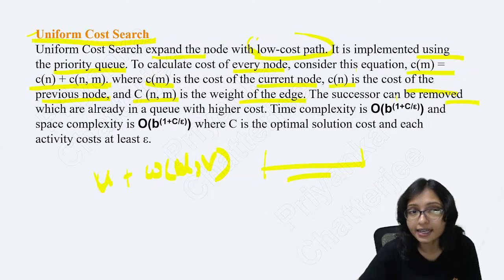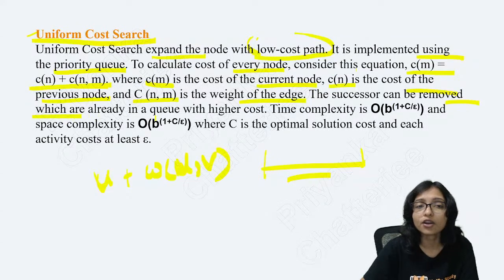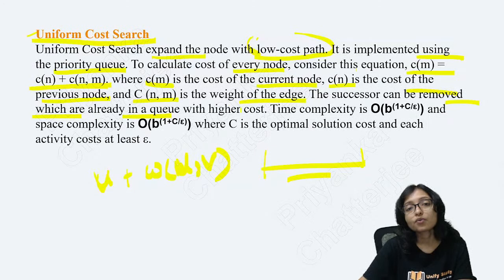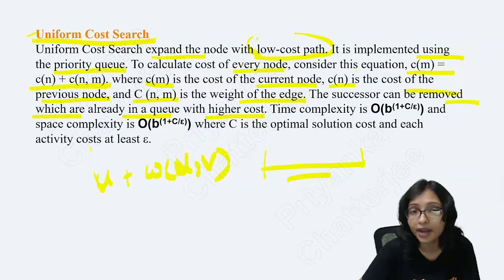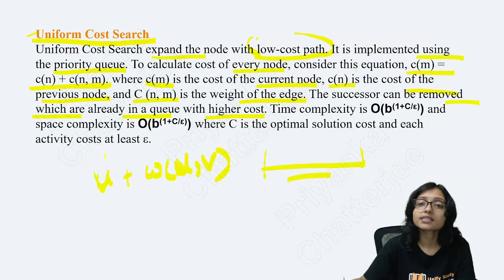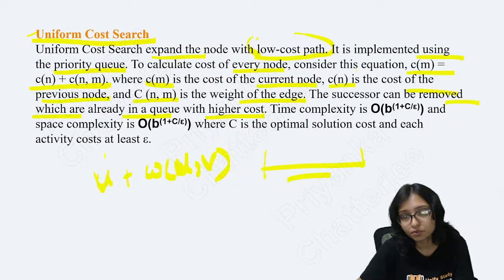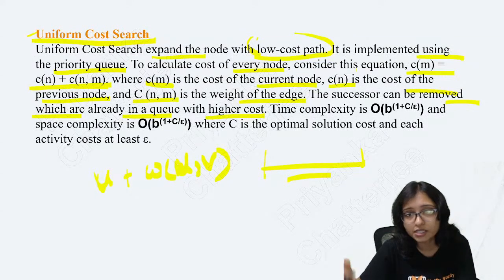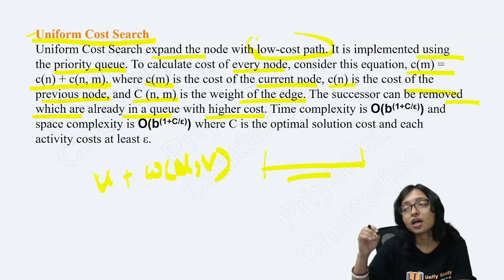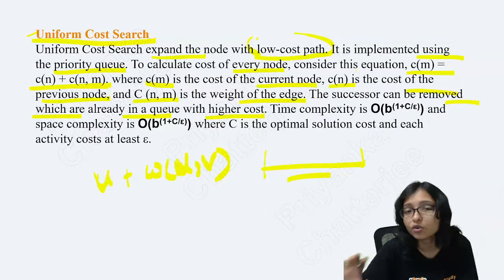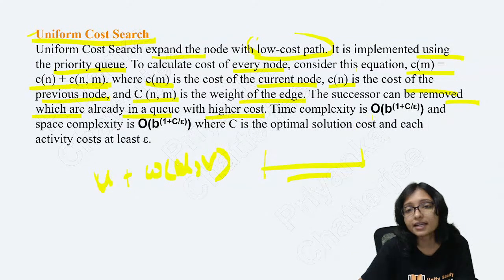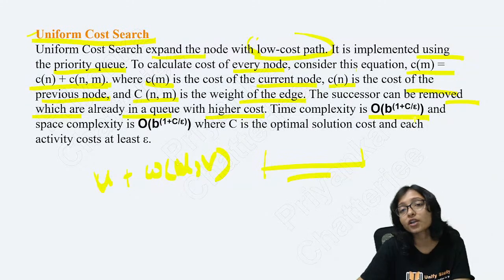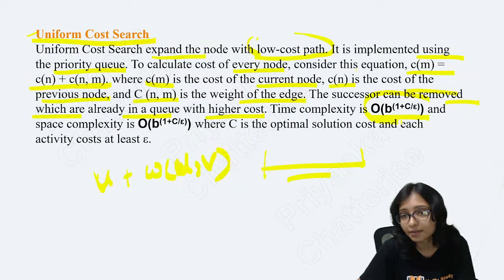The successor can be removed if it is already in the queue with a higher cost, as we are preparing the priority queue. Whichever has the higher cost will be removed, and whichever has the lower cost we will take. Same concept here also: open and closed, two queues we will maintain. Here you can see the time complexity, remember it. Questions are coming from here.